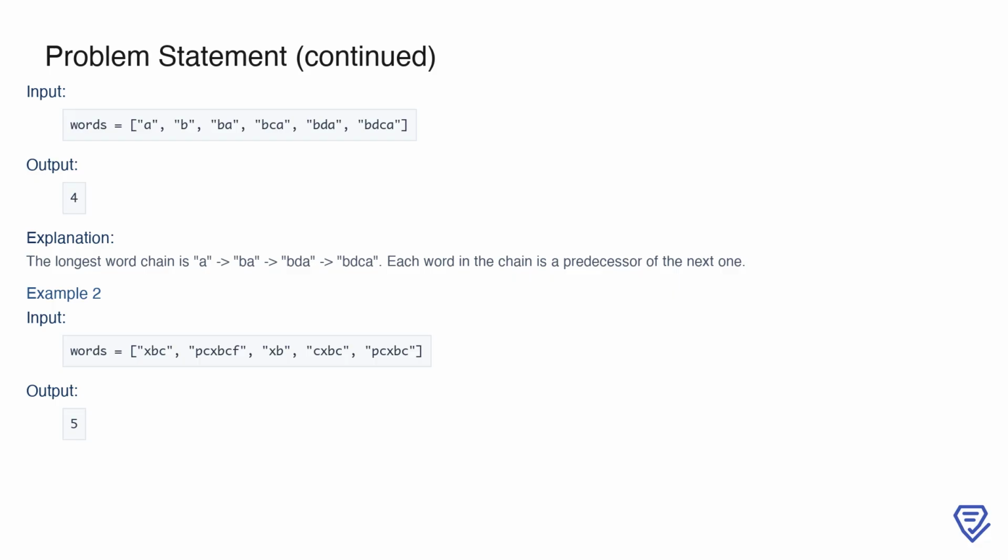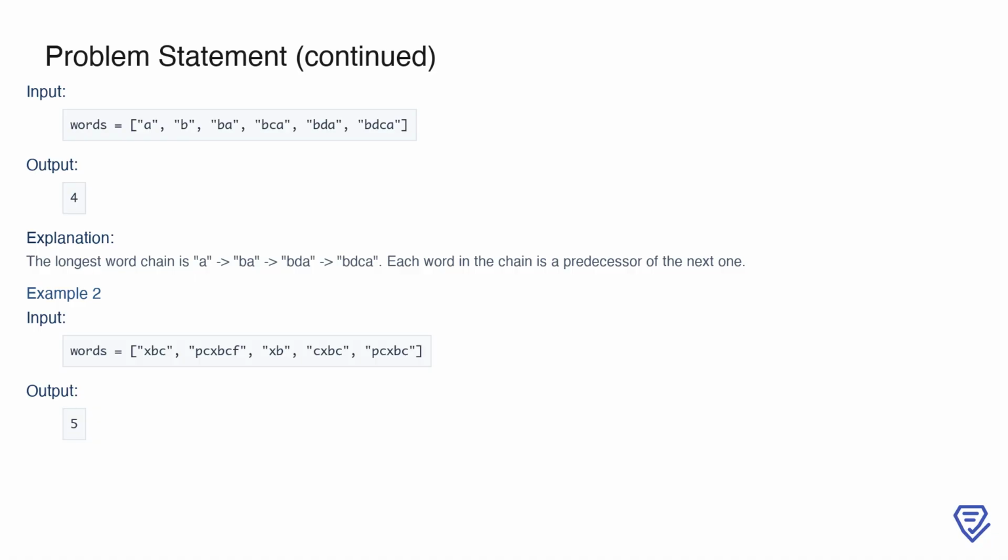Suppose the input array of words is B, BA, BK, BDA, BK. The output for this case would be 4. Why? Because we can form a chain like this: B, BA, BDA, BDCA. Here, each word is a predecessor of the next word in the chain. For instance, starting with B, adding A gives us BA. Then, inserting D into BA forms BDA, and finally, inserting C into BDA forms BDCA. This chain has a total of 4 words, so the length of the longest word chain is 4.